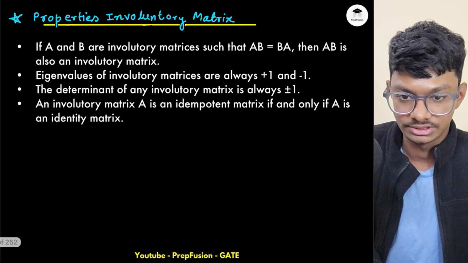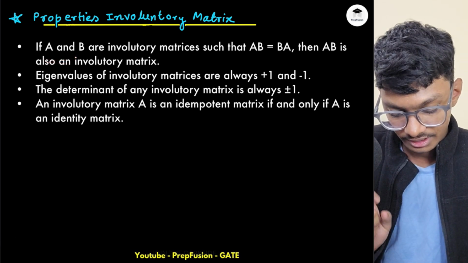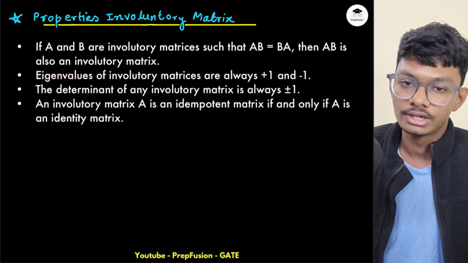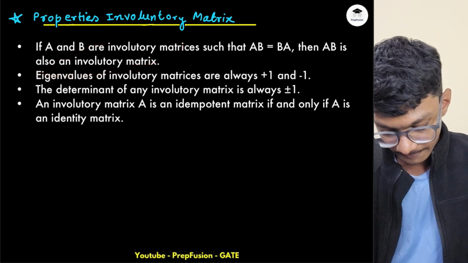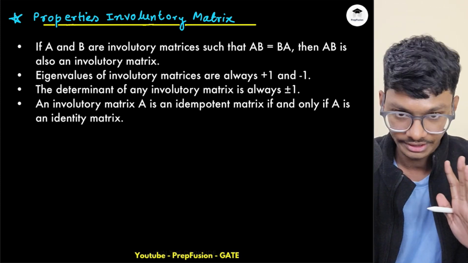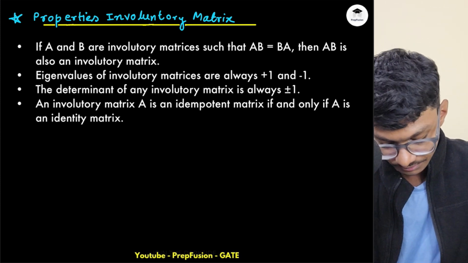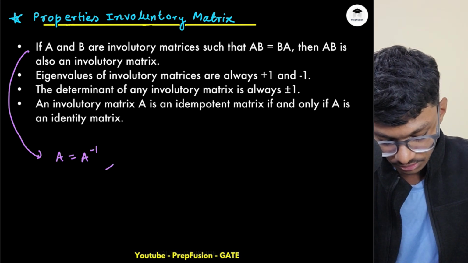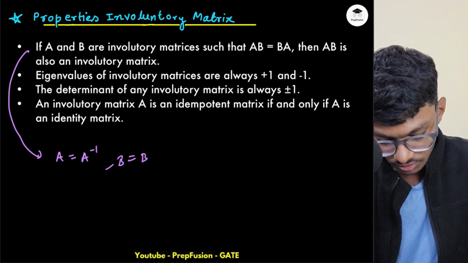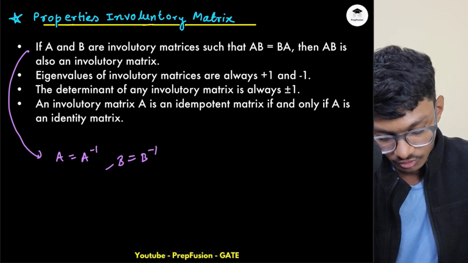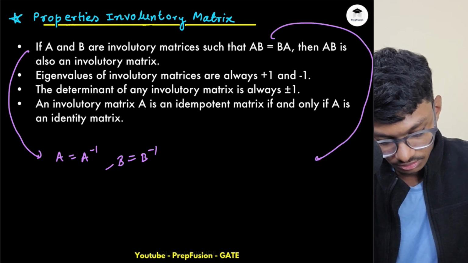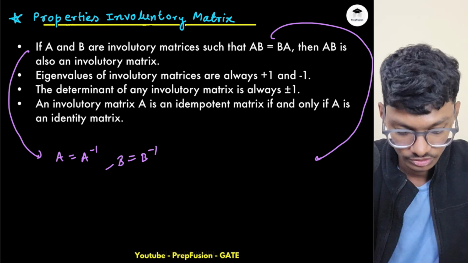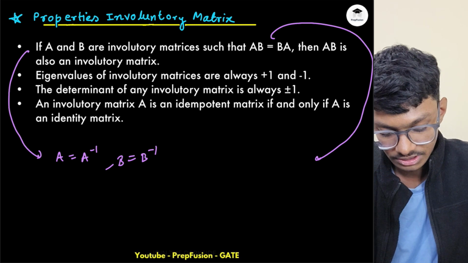So let's see the properties. If A and B are involutory such that matrix AB equals BA, then AB is also involutory. How is this the case? Basically, if A and B are involutory, that means A equals A inverse and B equals B inverse. Now AB has to be equal to BA. So if AB equals BA, then AB is also involutory.